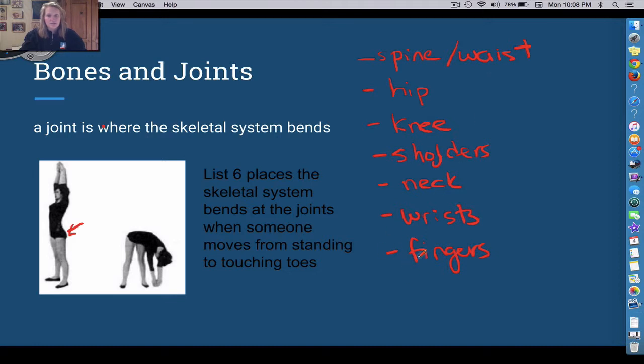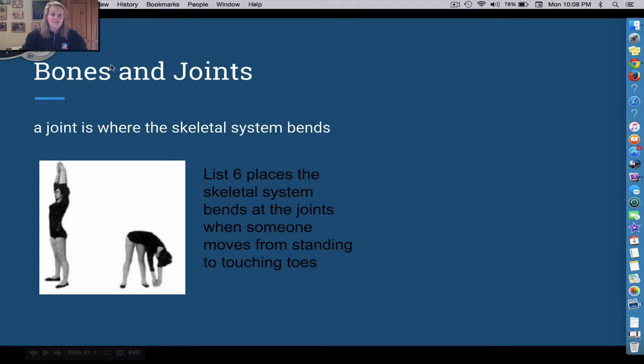And I don't know, you can keep listing them, but those are all examples of joints, and that's why that was a fun exercise, frankly, as far as I'm concerned.